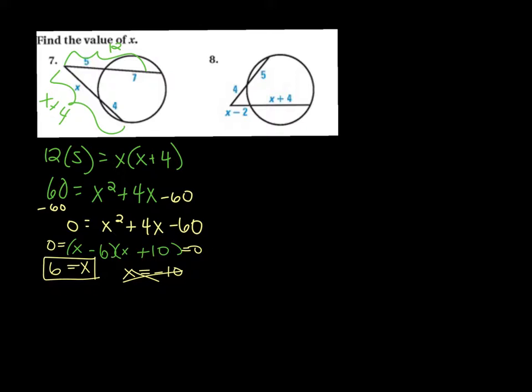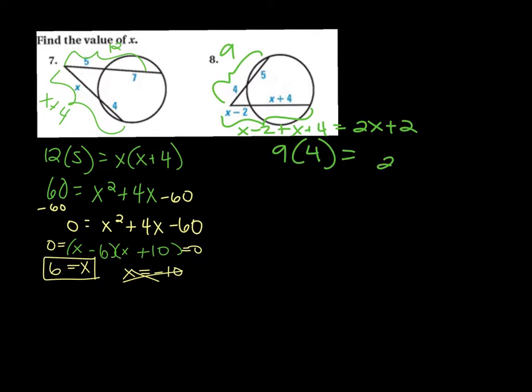Okay, number 8 is the same. This is 2 secants. This is 9. So this would be 9 times the external, which is 4, equals, this time you've got 2 binomials. So if I add them, x minus 2 plus x plus 4, I end up with 2x plus 2 as my whole. And then the external is x minus 2.